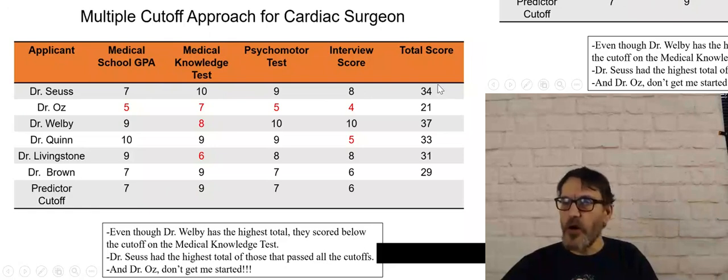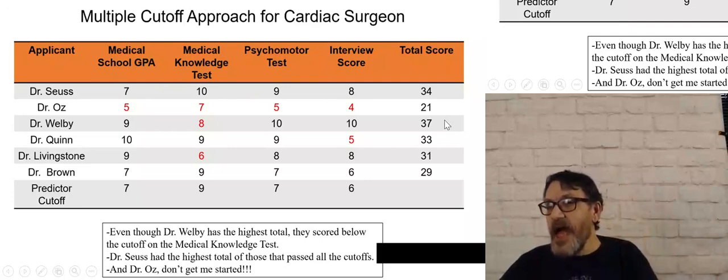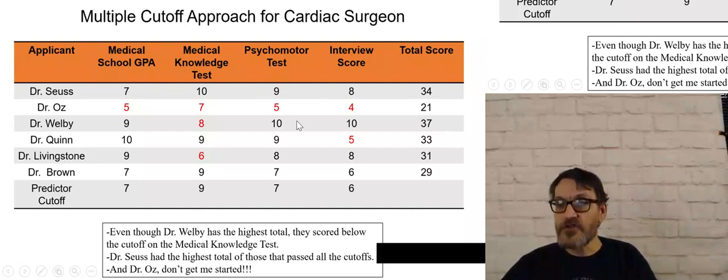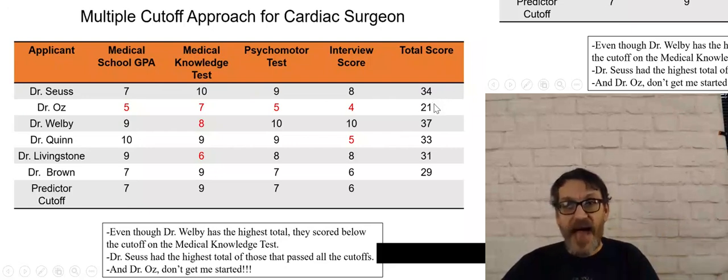Based on the total scores, we should be hiring Dr. Welby. He's got a 37, he or she, but this is Marcus Welby. It was a television show in the 60s, so it was a he, so Marcus Welby. But what's going to happen here is though Welby has the highest overall score, Welby failed to meet the minimum cutoff on the medical knowledge test. Therefore, there are only 2 applicants, Dr. Brown and Dr. Seuss, that have passed every one of the cutoffs, but at this point, Dr. Seuss has a higher overall score. Okay?